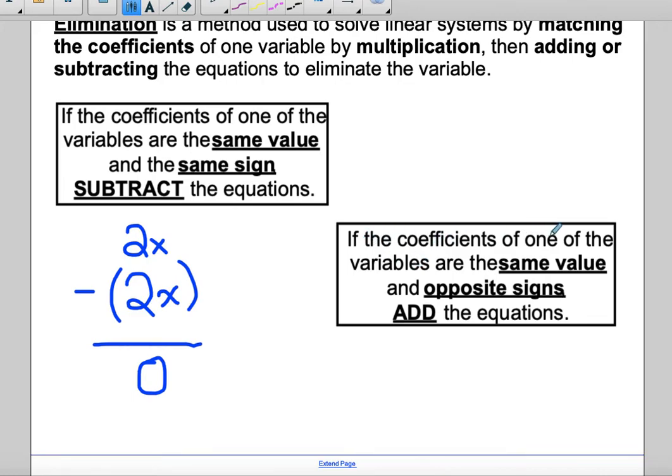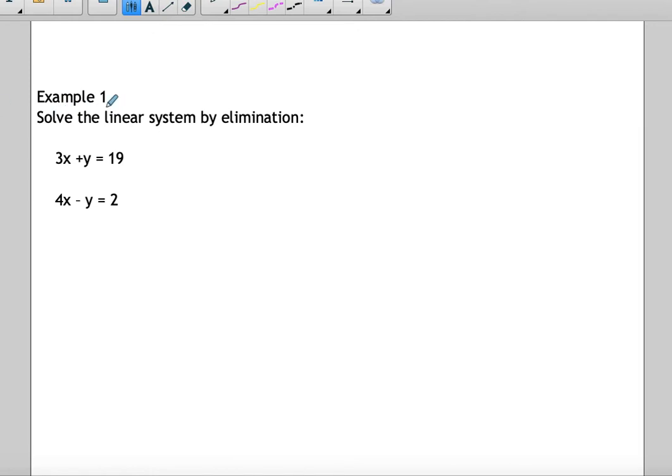Conversely, if the coefficients of one of the variables are the same value and opposite signs, we would add the equation. So if on one equation, for example, I have 2x, and the other equation, I have negative 2x, although they're the same value, the signs are different, we would add these because 2 plus negative 2 would give us 0. So we'll put a couple of these into practice as we work through these equations using the elimination method.